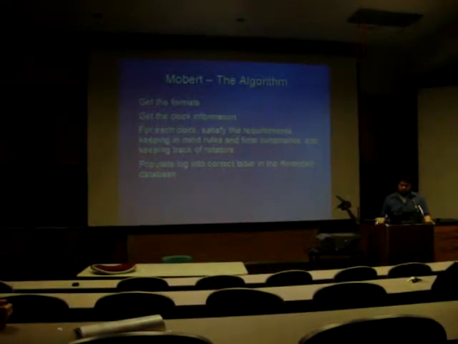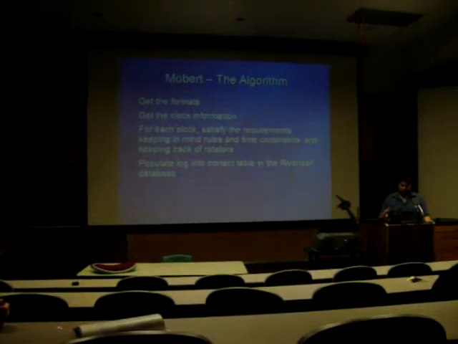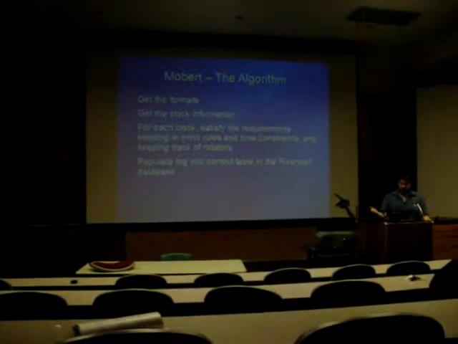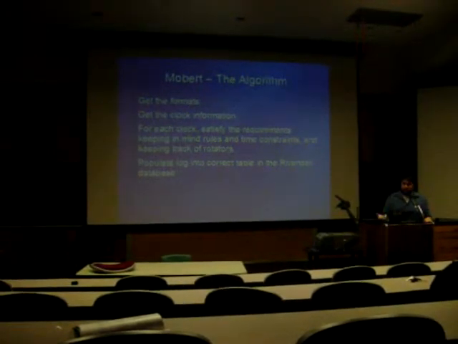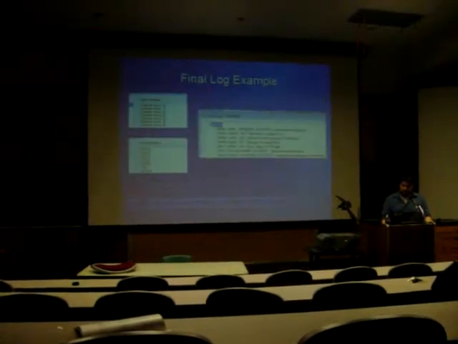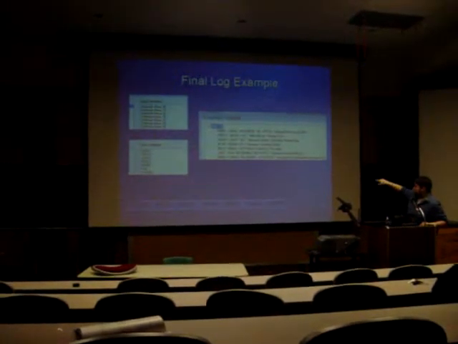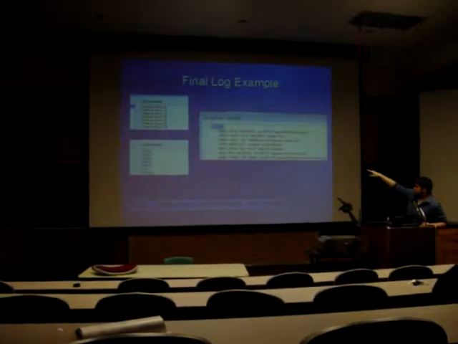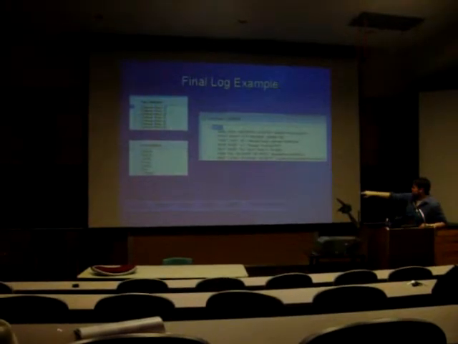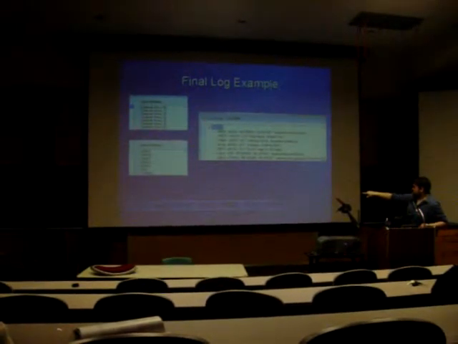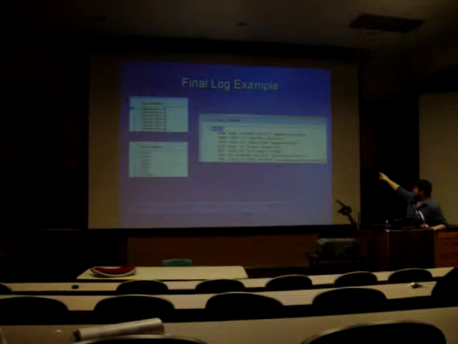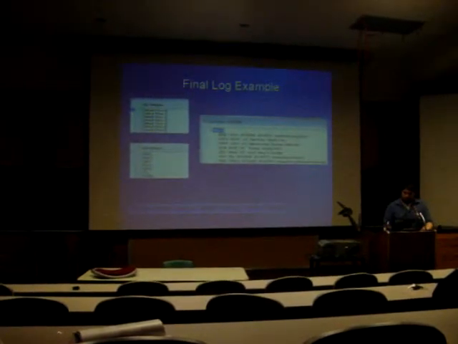So the main algorithm basically gets the formats, gets the clock information. For each clock, it satisfies the requirements, keeping the rules and time constraints in mind, and then puts the log into the table using Rivendell. This is an example of how it went. You get the day, you get the clock, you go down, you fill each of those with a song or whatever, and that's the output up there at the top.